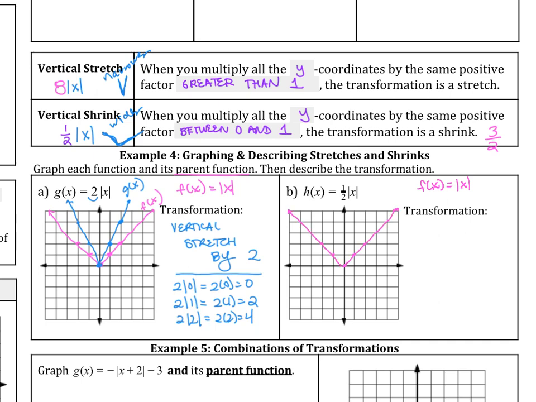Now we have 1/2 in the front. So that's a number between 0 and 1. So we're going to say it's a vertical shrink by a half. So there are horizontal shrinks. So you just can't say stretch and shrink. You need to say specifically vertical stretch or vertical shrink. In this case, it's by a half.